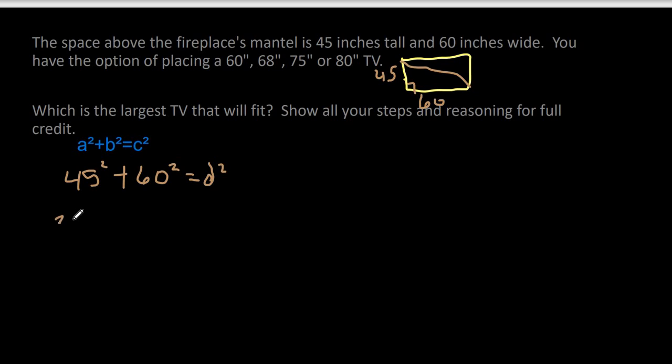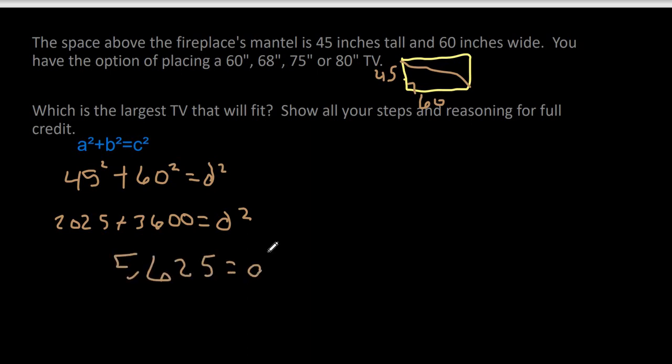45 squared is 2025, and 60 squared is 3600. We add those up, and we get 5,625. And the last step is to take the square root, and that gives us 75. Now the problem is, I would take 75 as the largest answer, but you also might consider the frame around it as well. So you may just want to say 68, and if you gave me either explanation, I would give you full credit. So if you have any kind of questions, please let me know.